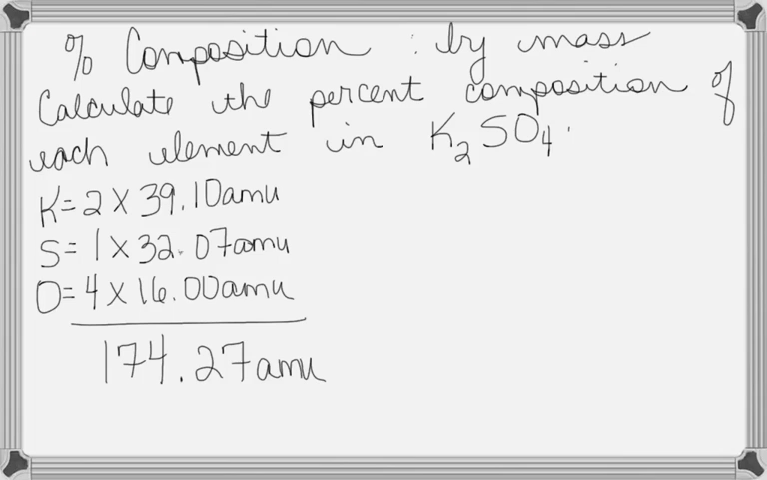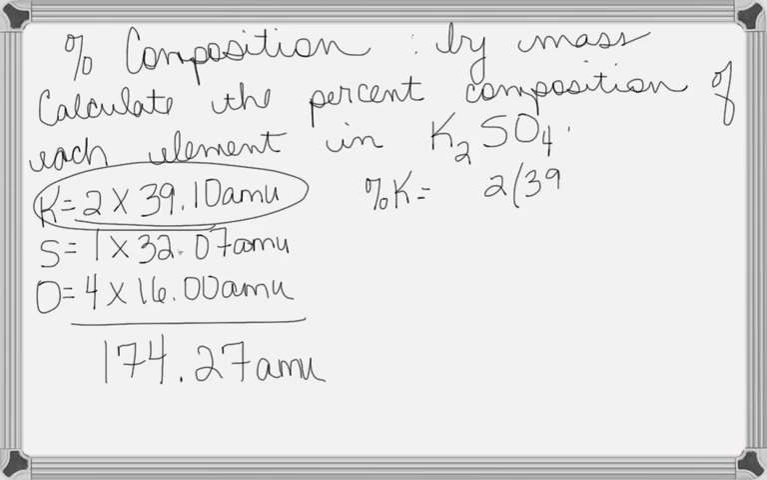Okay, to work the problem, calculate the percent composition of each element in potassium sulfate. Well, guys, to figure out the percent potassium, there are 2 potassiums, and each potassium is 39.10 AMUs. Percent is part divided by the whole. That's the part. That's the potassium. What's the whole? 174.27 AMU, and I multiply it by 100%.